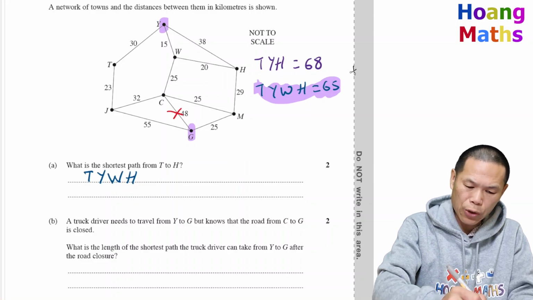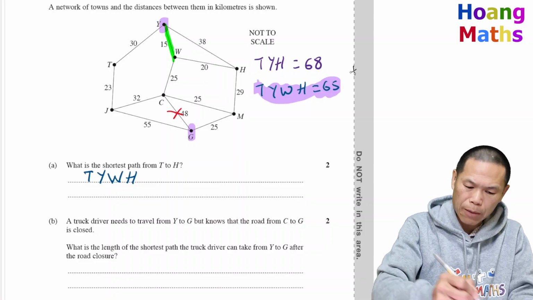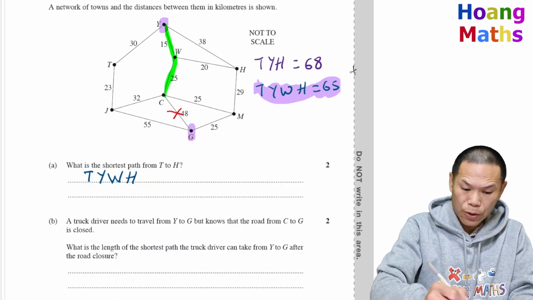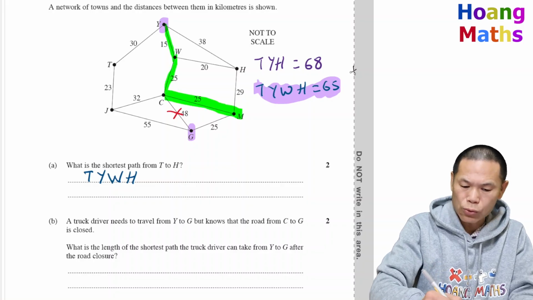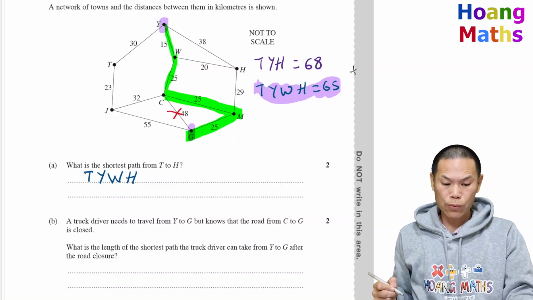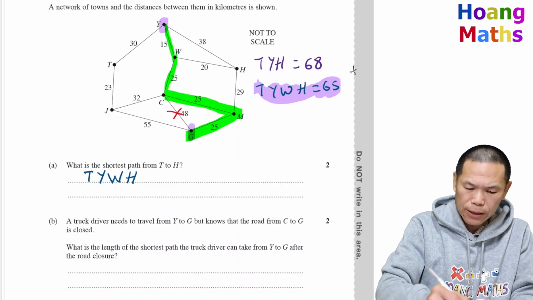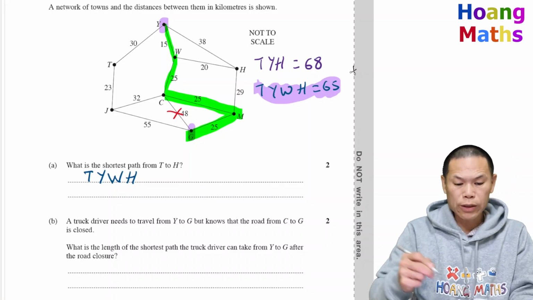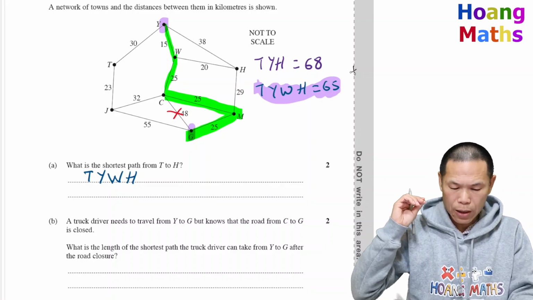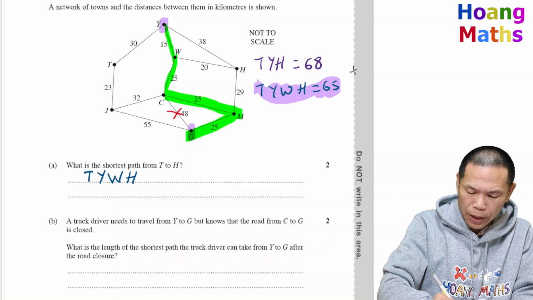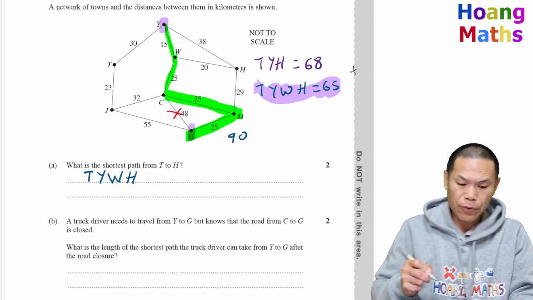So we can go YW and can go W to H, H to M, M to G. Let's work it out. So that will give us 15 plus 25 is 40, 40 plus 50, so it's 90. Okay, this path is 90.